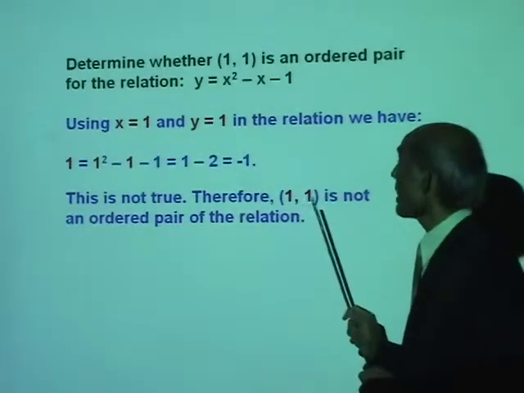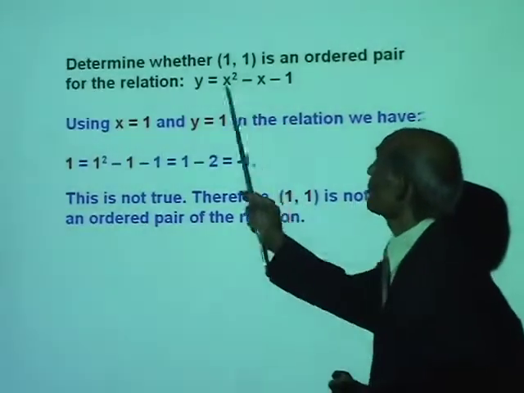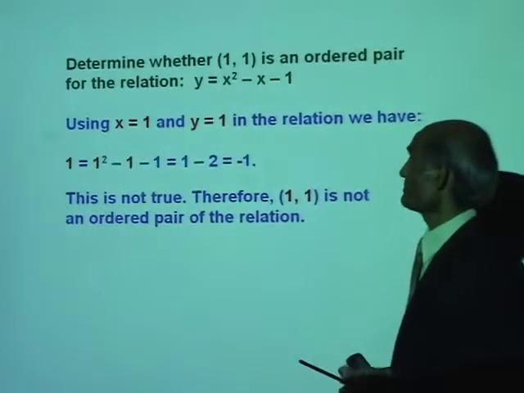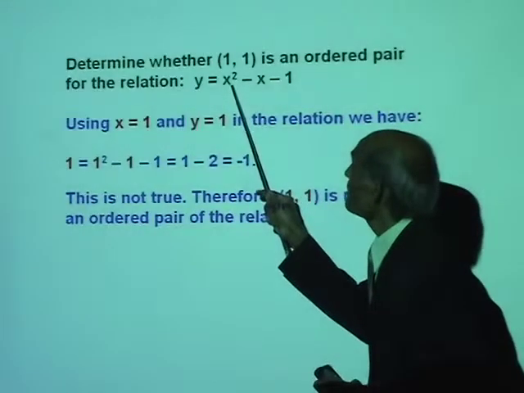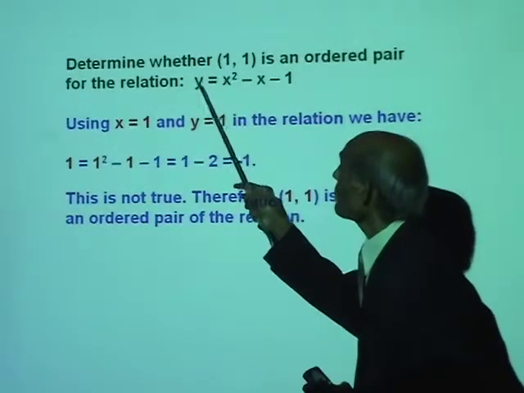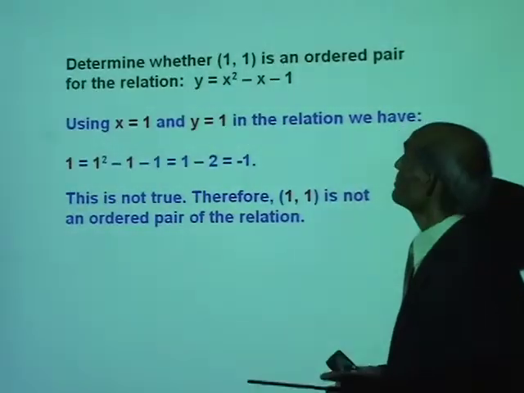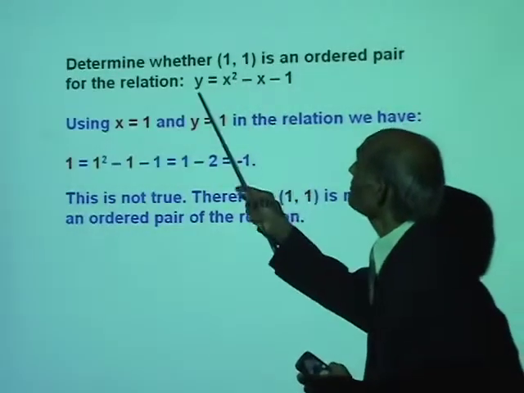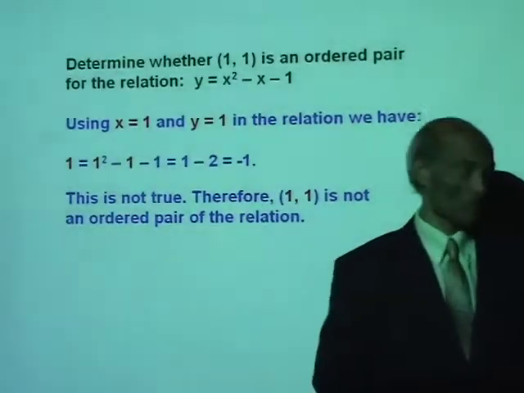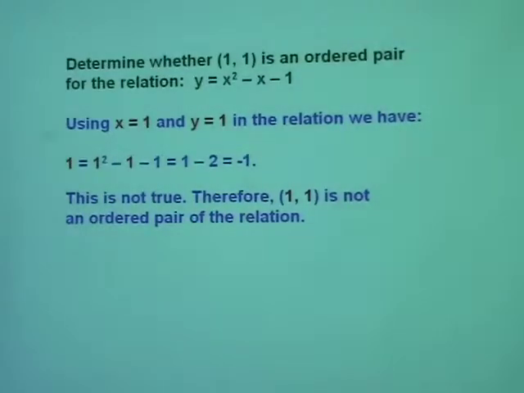Therefore, (1, 1) is not an ordered pair of a relation. Alright, can you tell me, if the input value is 1, what will be the output value? Can you do that on your own? Put x equal to 1 and find the value of y. Alright, let's do that. Just watch below the equation.